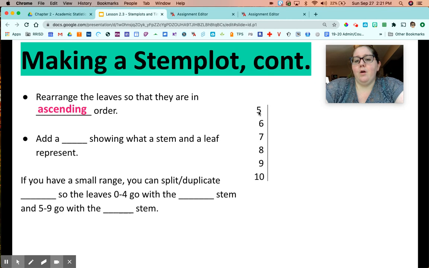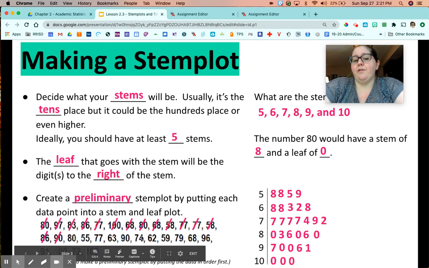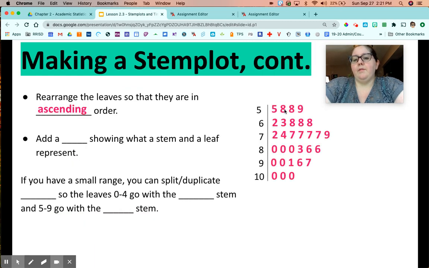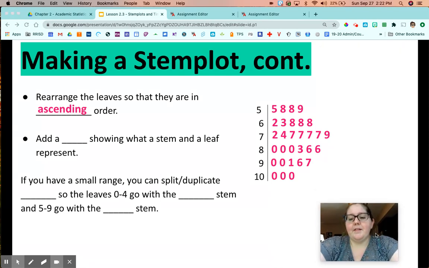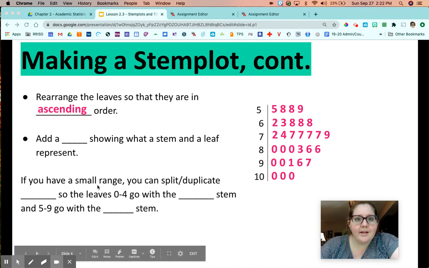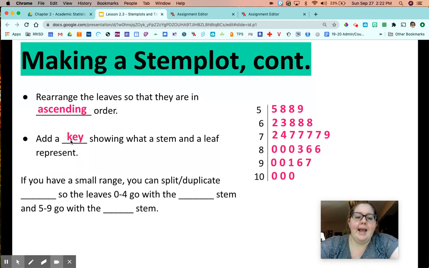So on that 5 row, originally I just had it in order of how they appeared in the list. So it was 8, 8, 5, 9. When I put them in order, 5, 8, 8, 9. So I'm putting them in order from least to greatest on each row. And then the other thing we want to do, to make the graph easier to read for someone who wasn't with us when we made it, is add a key showing what a stem and what a leaf represent. So something like this, I have a key where 8 line 0 represents a quiz score of 80. So I'm explaining what the numbers represent by putting this little key.